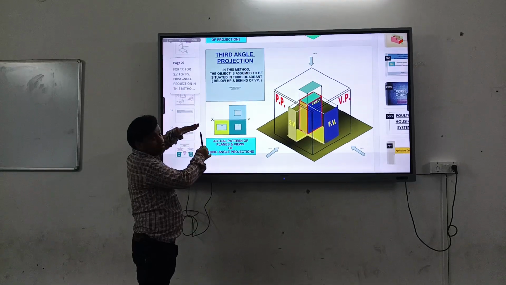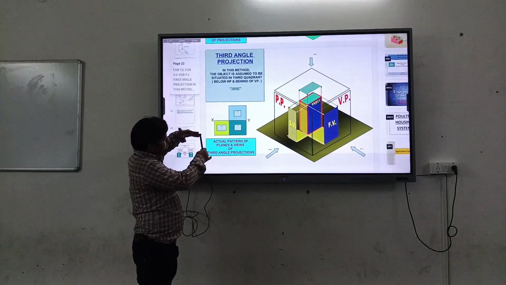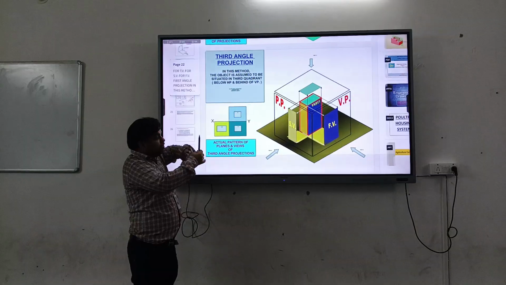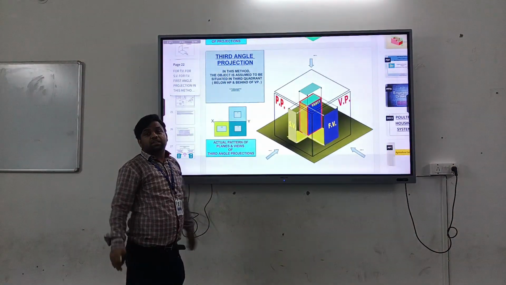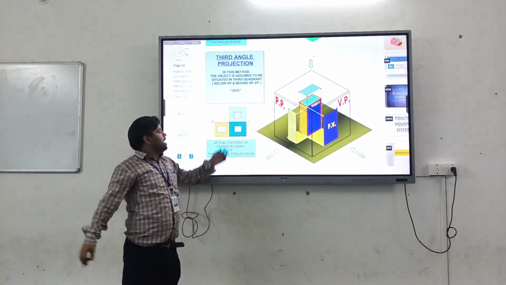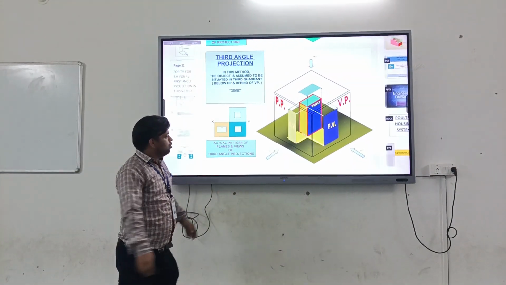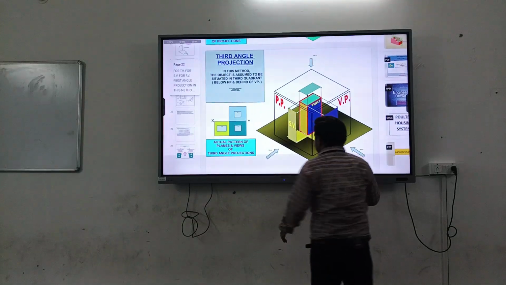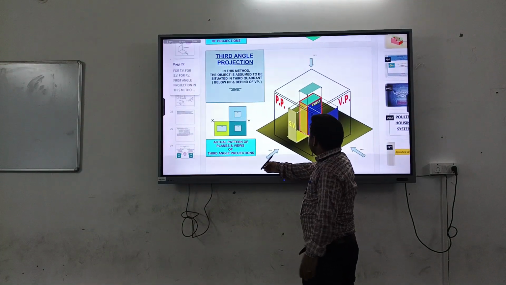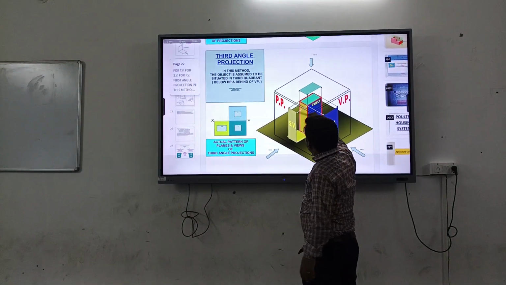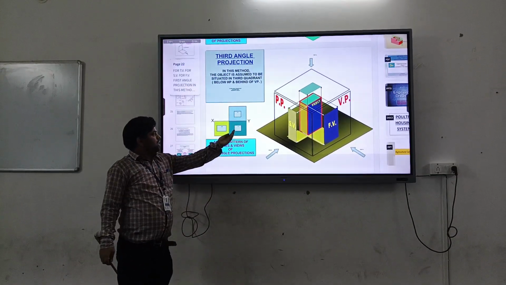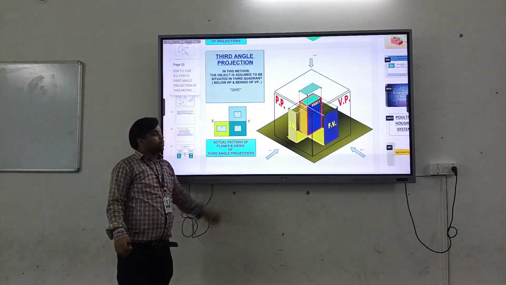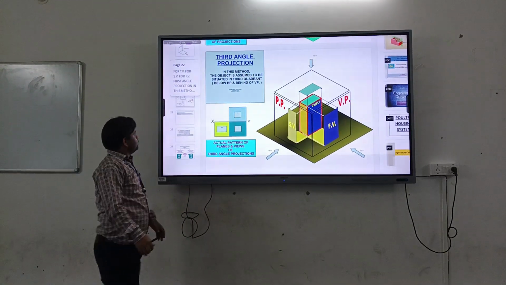This is the vertical plane, this is the horizontal plane. So the vertical plane will be here. The front view will be in the vertical plane, which is below the XY line in the third quadrant. And this is the left hand side view. This side view will be on the profile plane, on the right side of the front view.